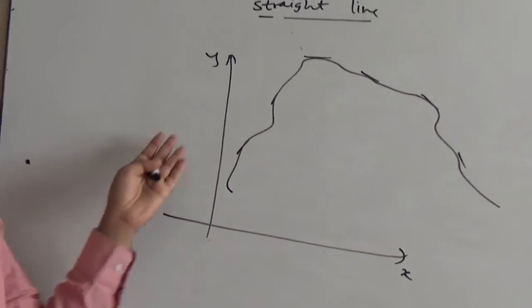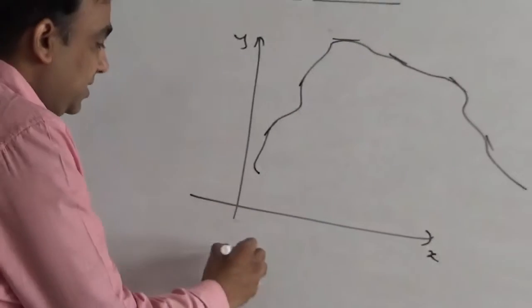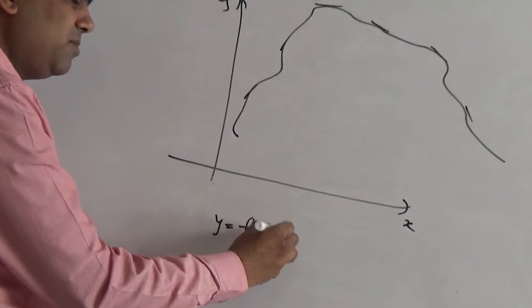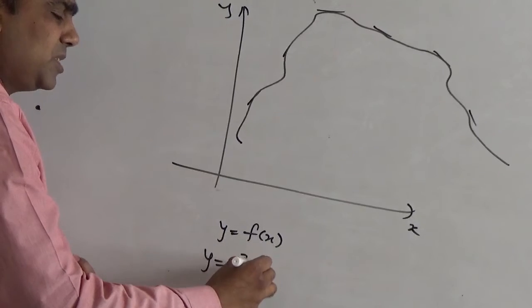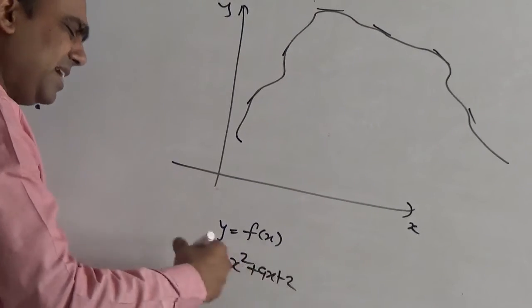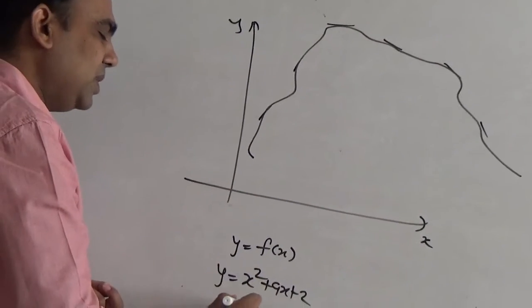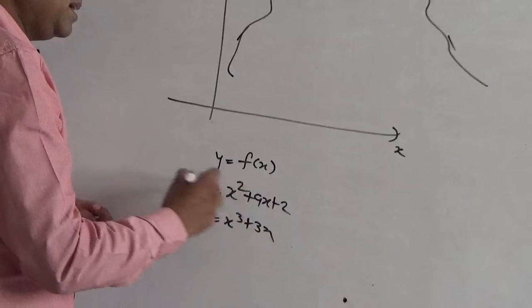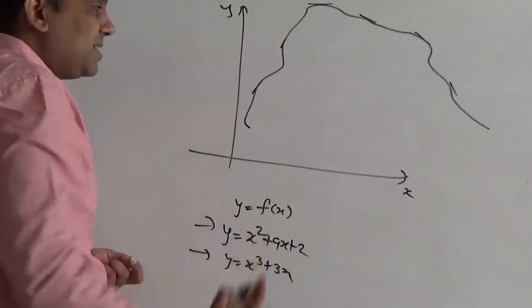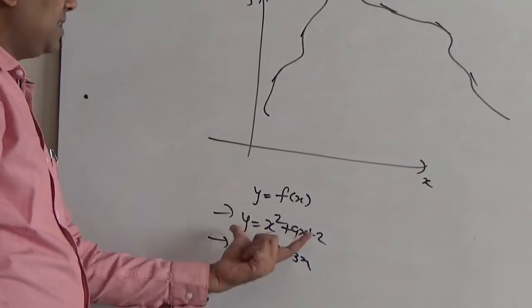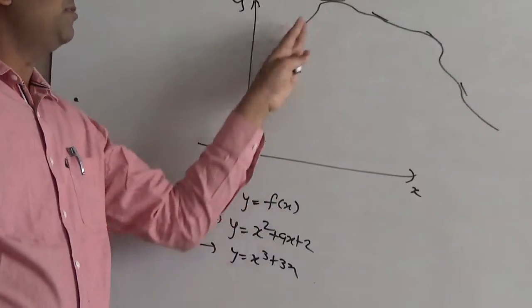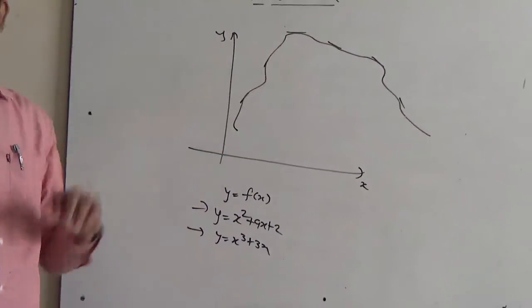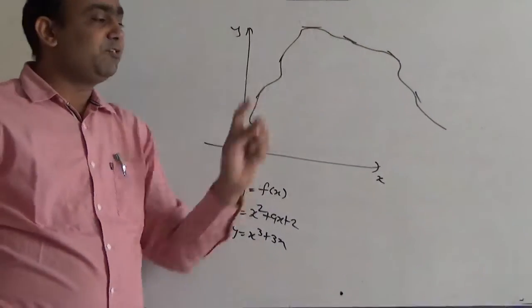So what can you say about this graph? Okay, this is a function. It is something like y is equal to f of x. It may be some relationship like y is equal to x square plus 9x plus 2, or y is equal to x cube plus 3x, something like that. We are not bothered what exactly the relation or the formula is, but look at the nature of the graph. The graph is not uniform, slopes are not the same, slope is going to change everywhere.